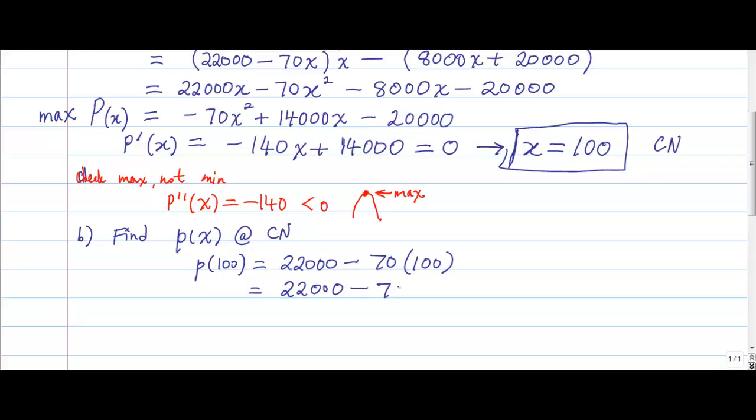That's going to be 3,0, so 7,000, which is what? 15,000. Okay. So the price of the car should be $15,000 per car. Okay.